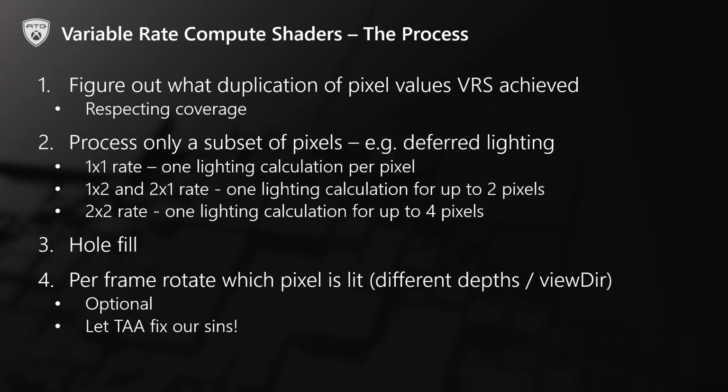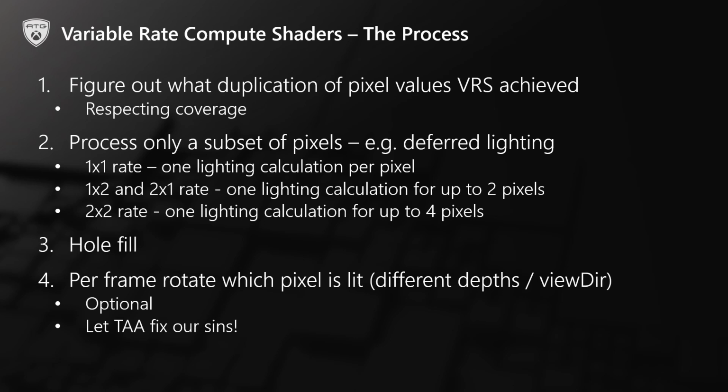And we're going to end up with 1:1 rates where we want to run a lighting calculation for every pixel. We have the two half rates, 1:2 and 2:1, where we're going to run one lighting calculation for up to 2 pixels, and 2:2 rates where we're going to run one lighting calculation for up to 4 pixels. And this up to is the important point. This is where coverage comes in. We then have a bunch of pixels that we didn't light, so we need to go hole filling.